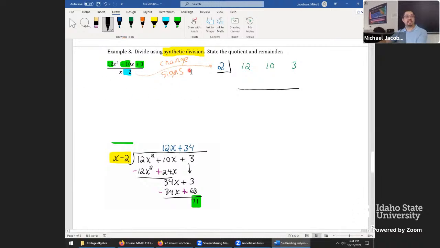So the setup always starts like this. Go to the denominator, take the opposite sign, place it here in a box, pull all of your coefficients, and just put them in a row going in this way. You have to be in descending order, so x squared, x. Watch out for any term that's being skipped as well.